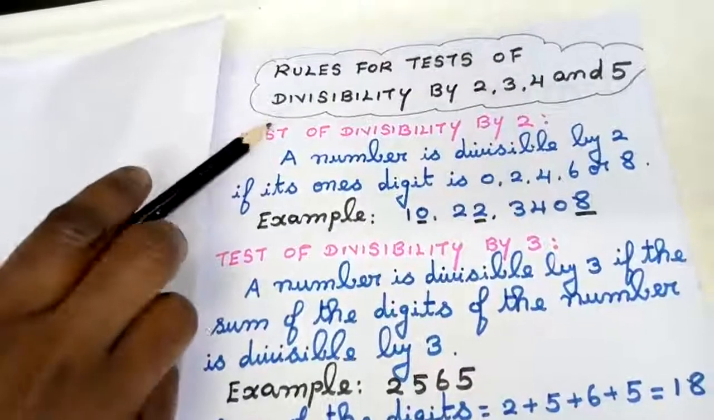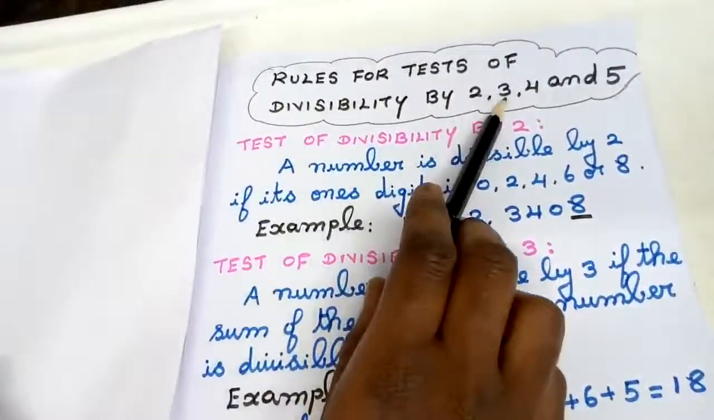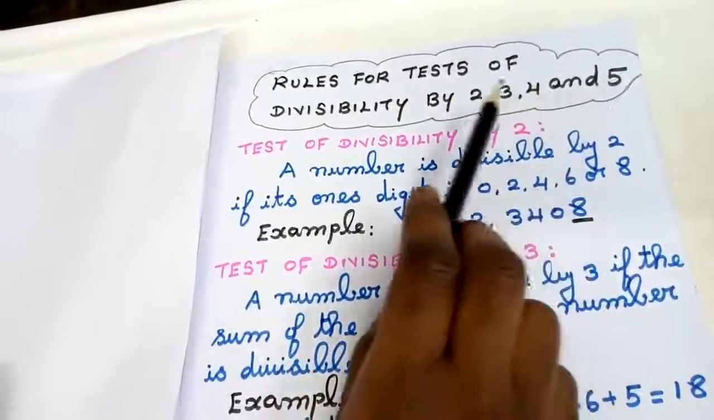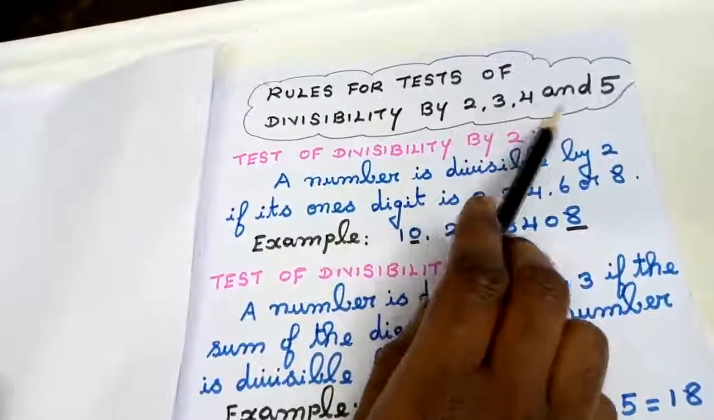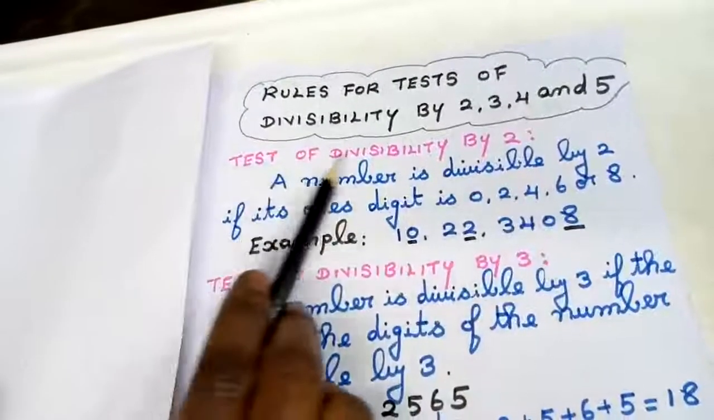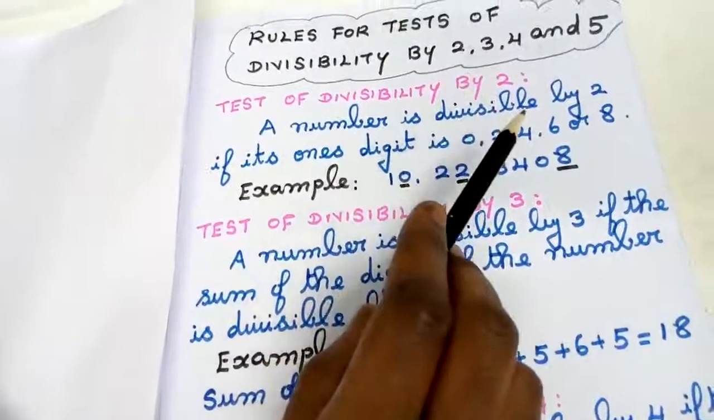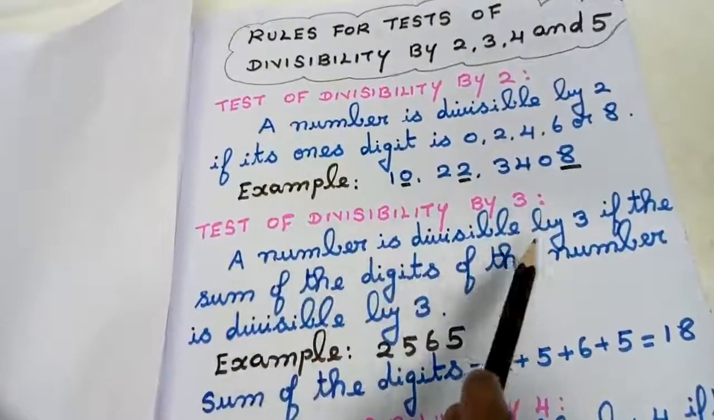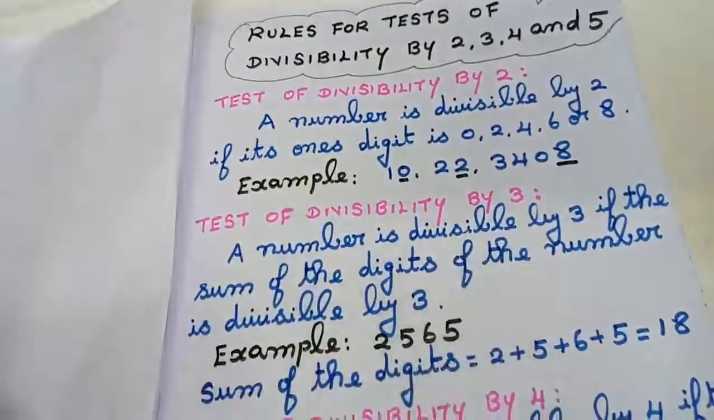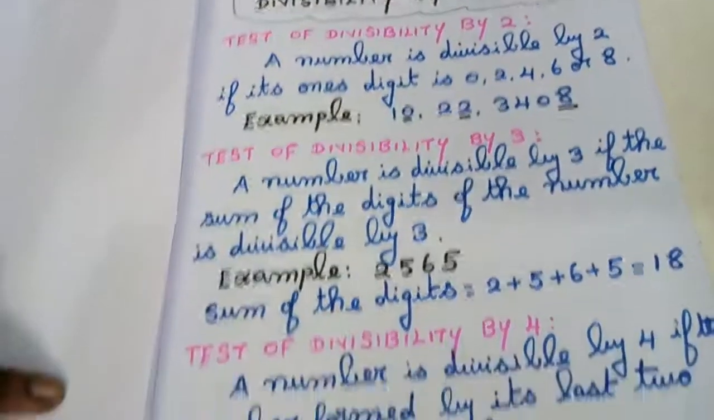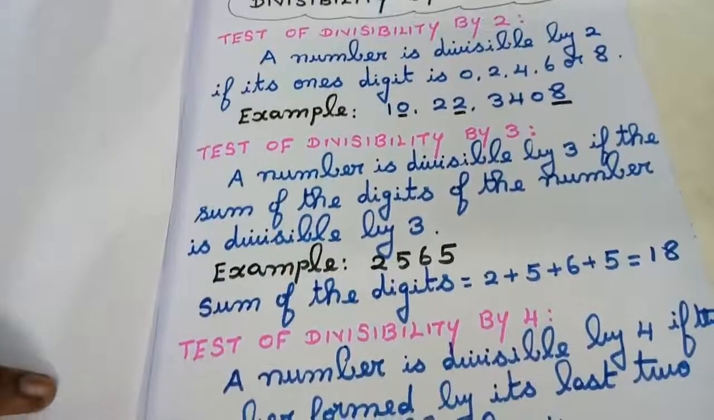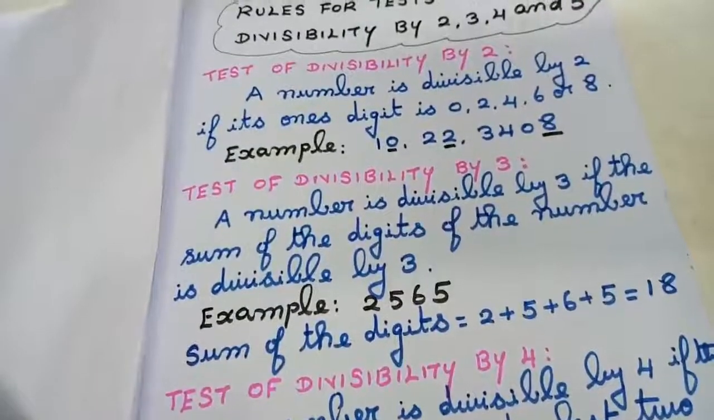Rules for test of divisibility by 2, 3, 4 and 5 tables. We are going to see the 2, 3, 4 and 5 tables, students. First, the test of divisibility by 2. How am I going to check whether a number is divisible by 2 or not? By seeing the number without dividing, you can easily identify whether the number is divisible by 2 or not.